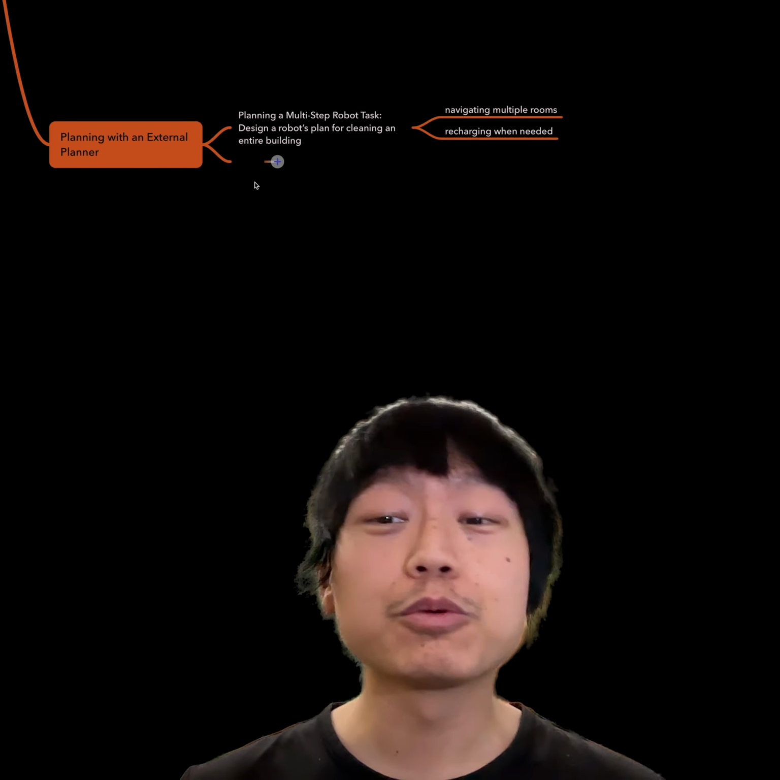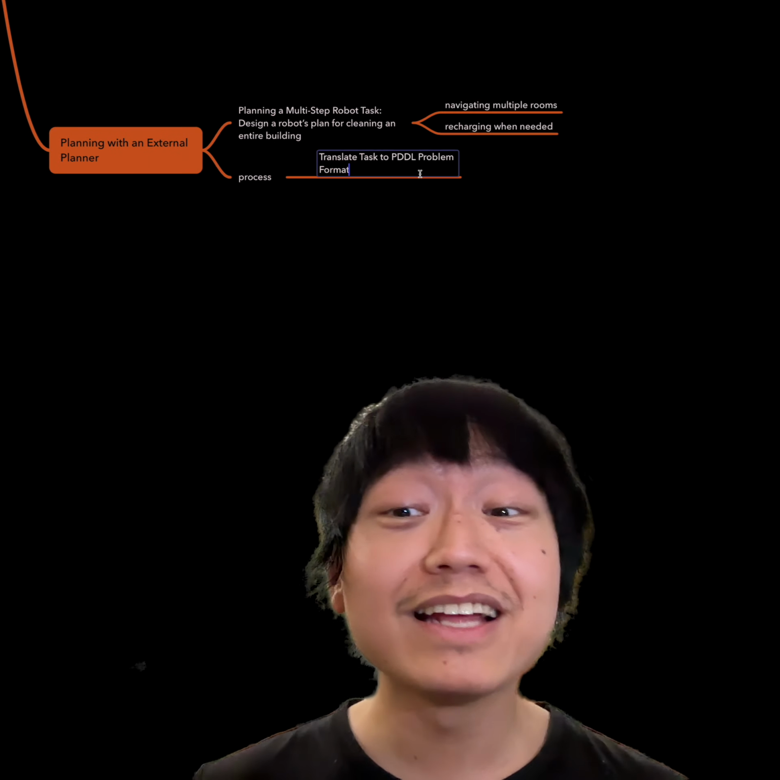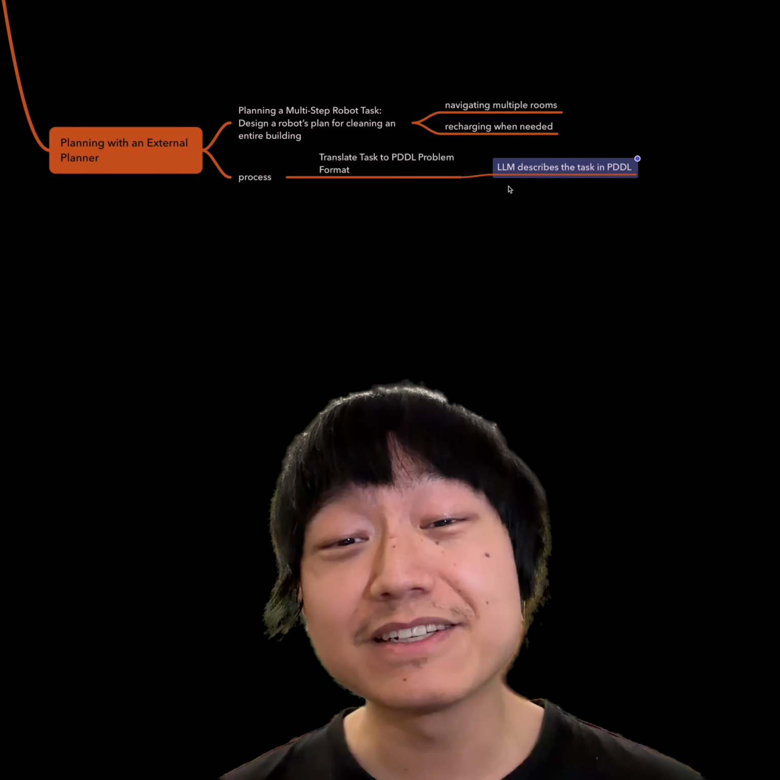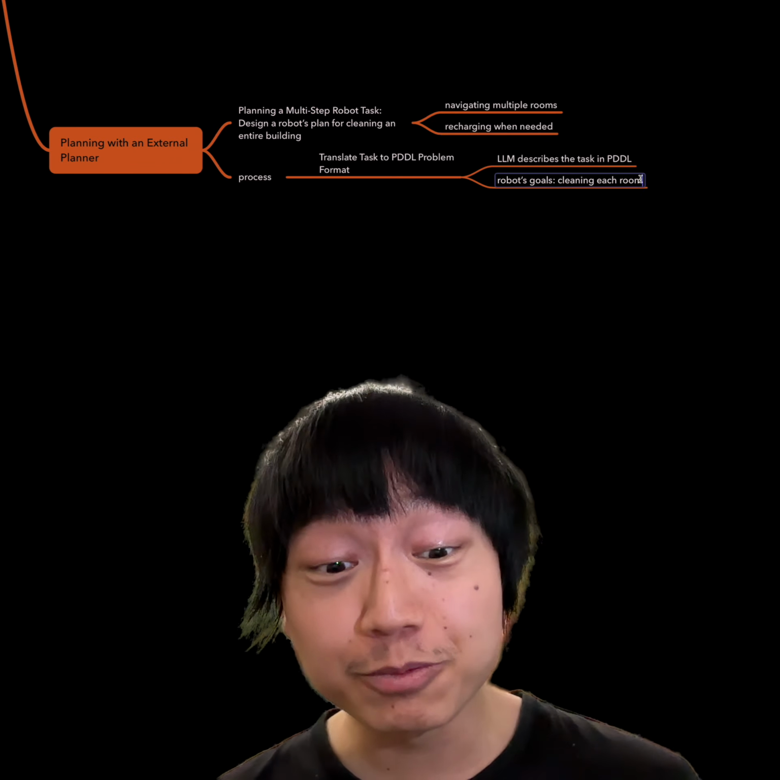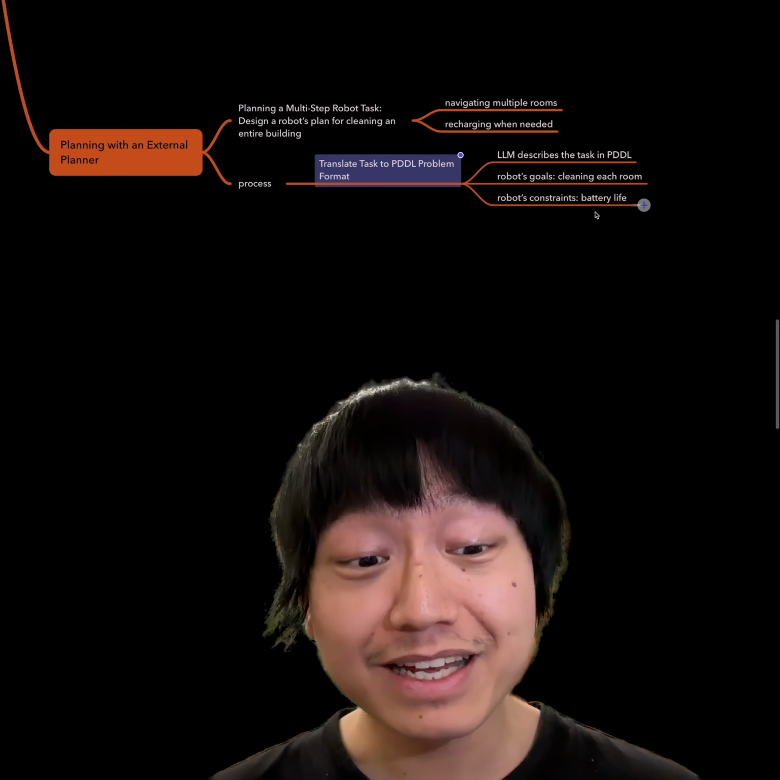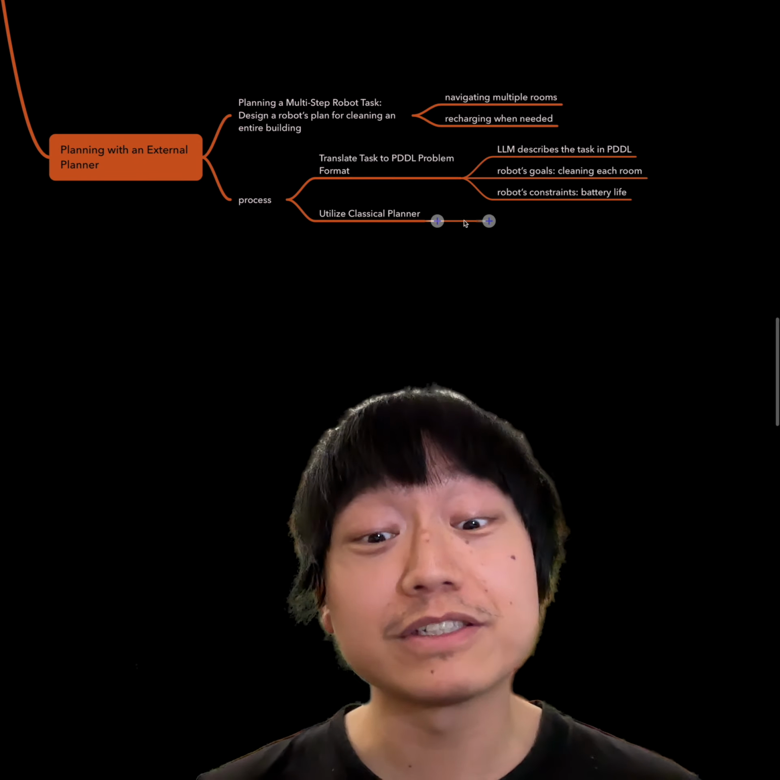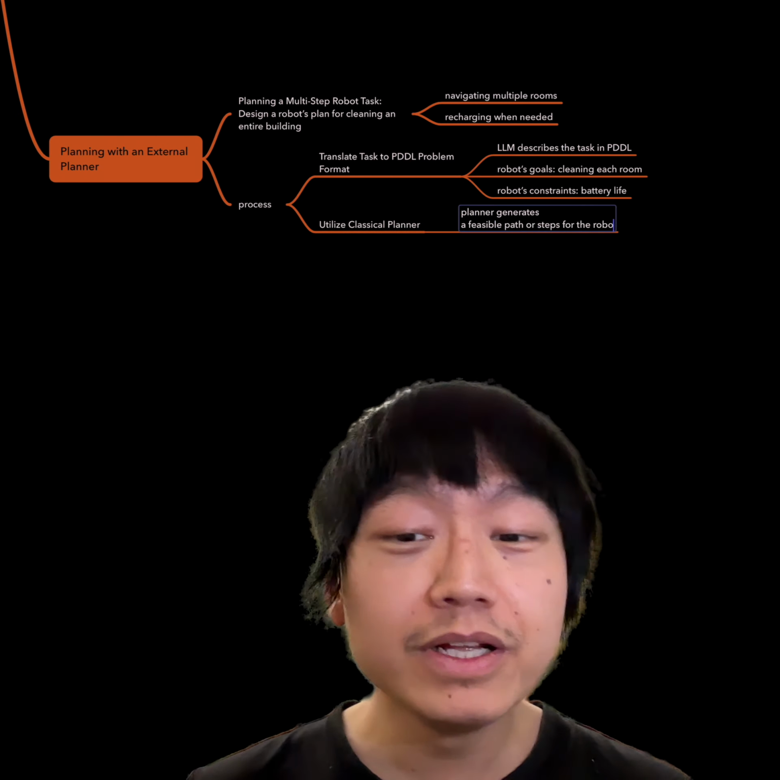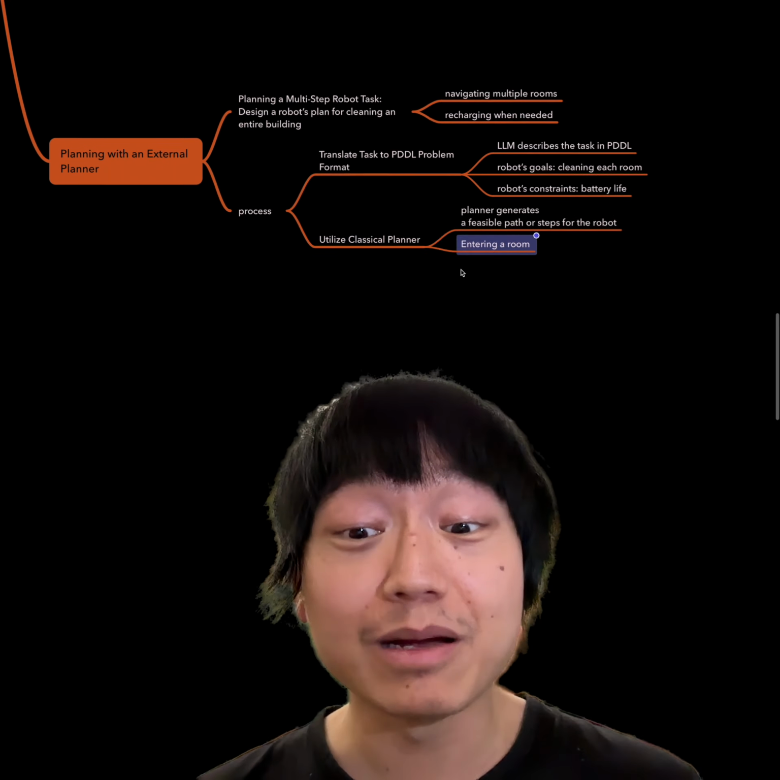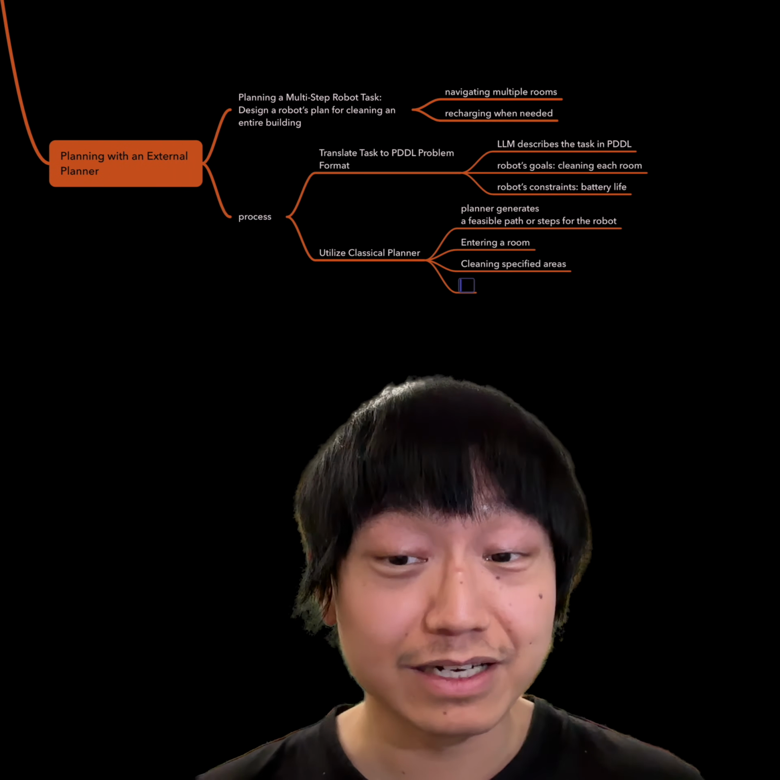The process would look like this. First, it translates the task into PDDL problem format, and the LLM describes the task in PDDL by defining the robot's goal, which is cleaning each room, and the constraints, which is battery life. Then it utilizes a classical planner. The planner generates a feasible path or steps for the robot, such as enter a room, clean specific areas, move into the next room when complete, and return to the charging station when the battery level is low.